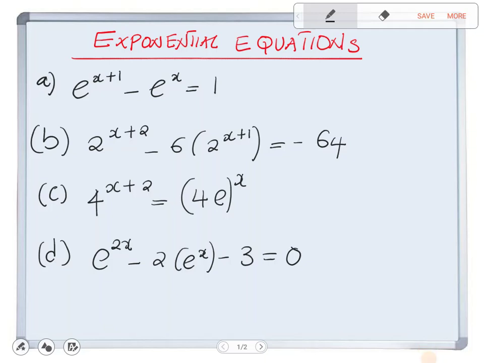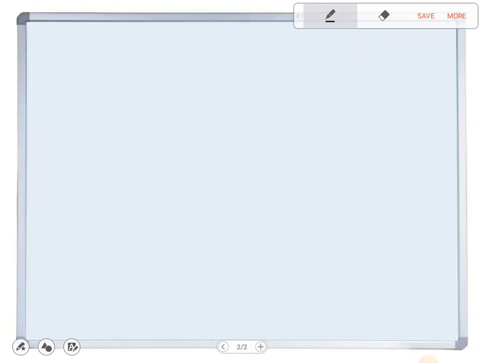Let us solve these four exponential equations. The first one says e to the power x plus 1 minus e to the power x is equal to 1. Alright, so let's go. So the first one, e to the power x plus 1 minus e to the power x is equal to 1. Well, we first have to rewrite this one as a product of bases.